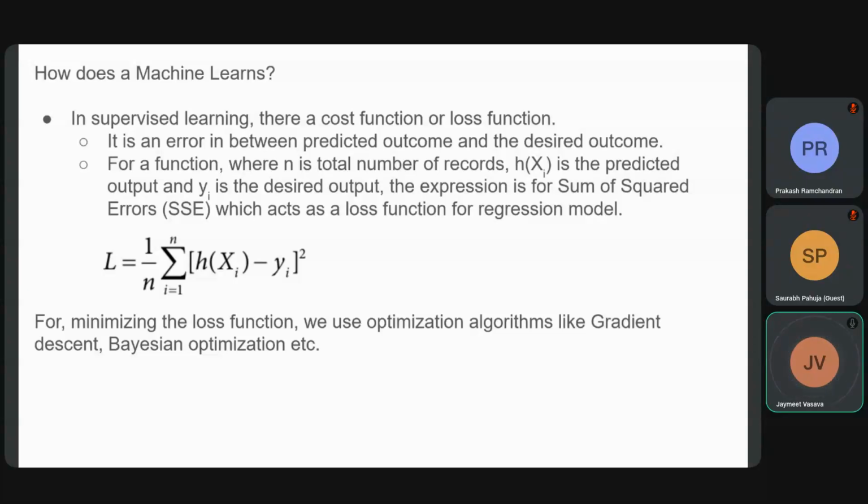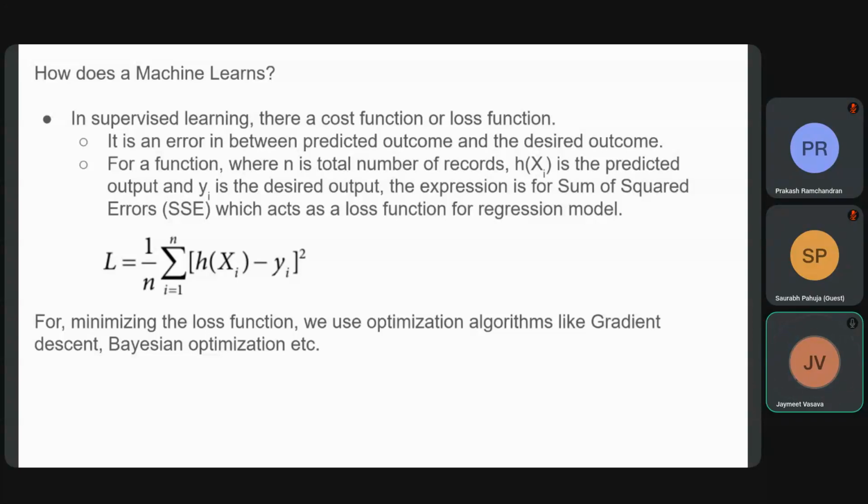So there is a difference between the outcome that is already there and the predicted outcome by the model. The difference between the predicted outcome and the desired or actual outcome is called the error. For a function where n is the total number of records, h of xi is the predicted output and yi is the desired output.